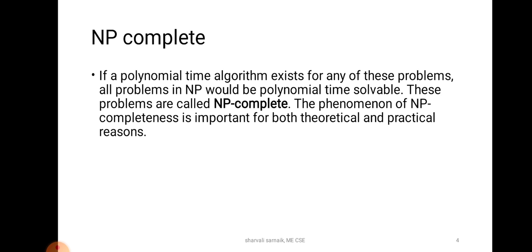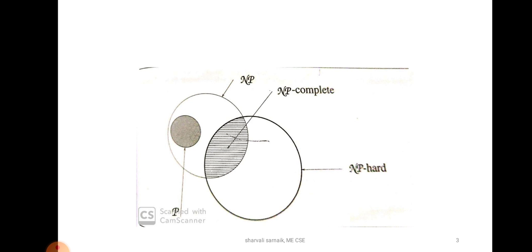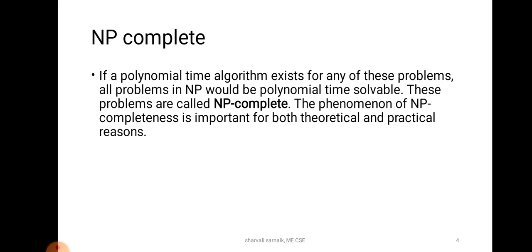Next we will see what is NP complete. As we have seen, NP hard: a problem L is NP hard if and only if satisfiability reduces to L. Now, NP complete: a problem L is NP complete if and only if L is NP hard and L belongs to NP. Like we have seen in the diagram itself, NP complete belongs to the class of NP hard problems. So this type is called NP complete.